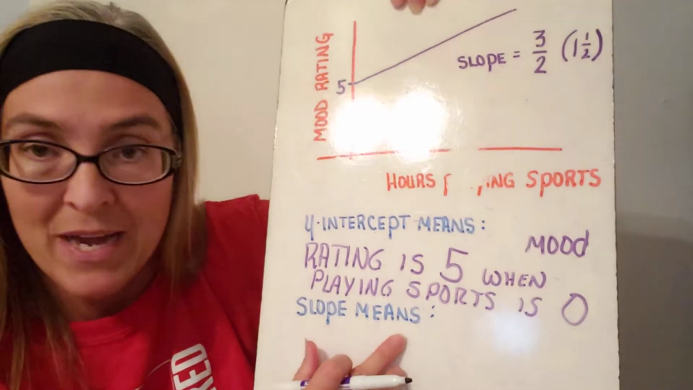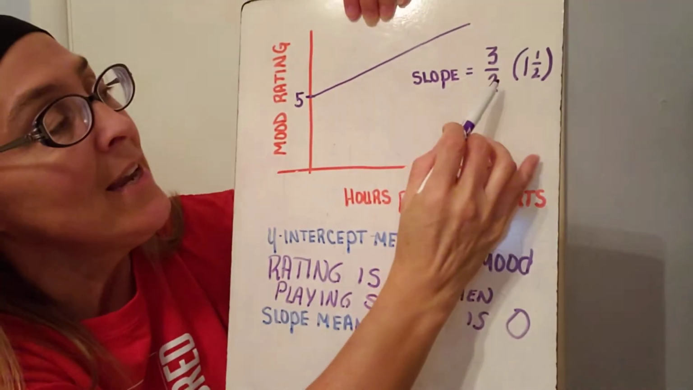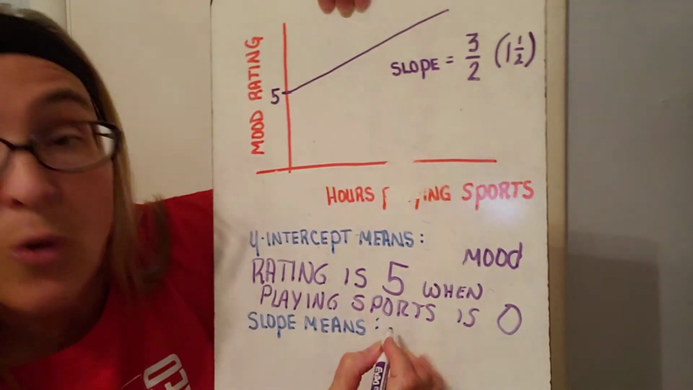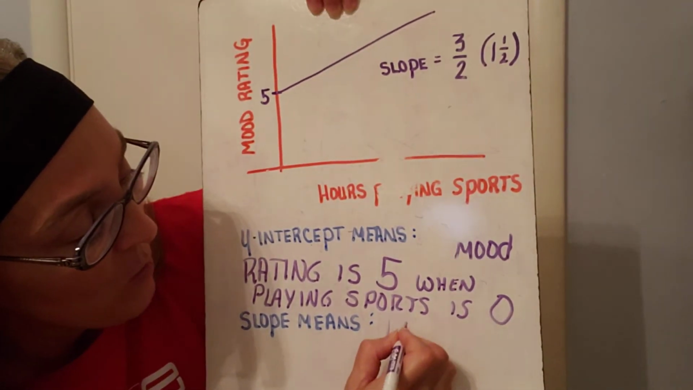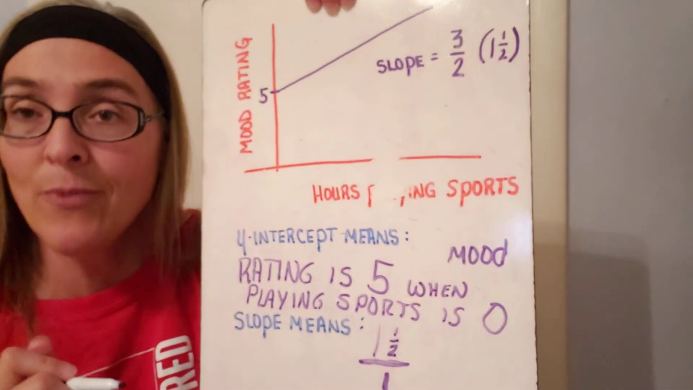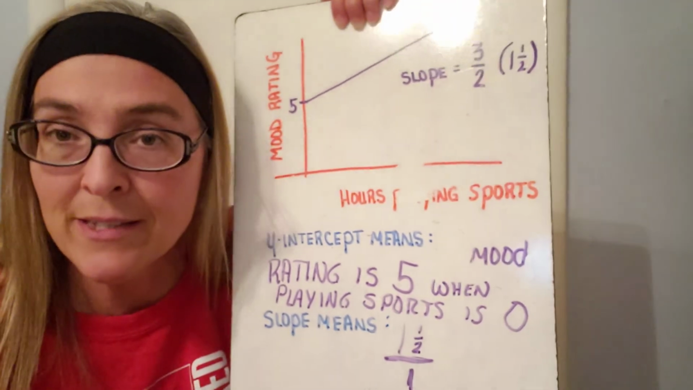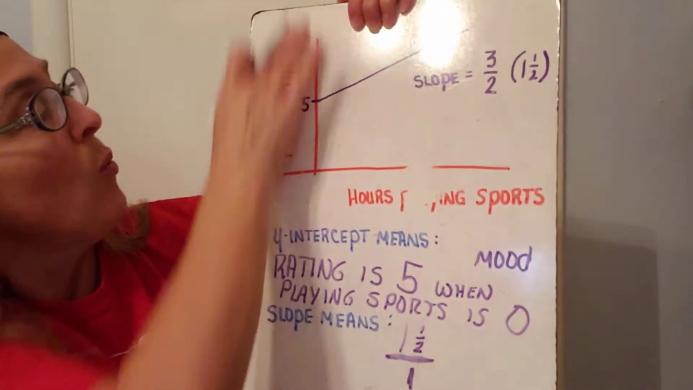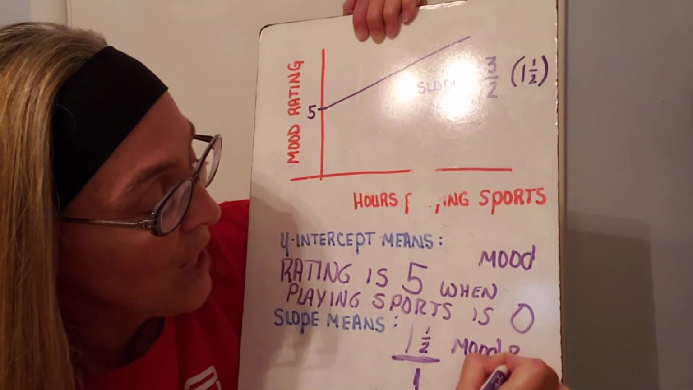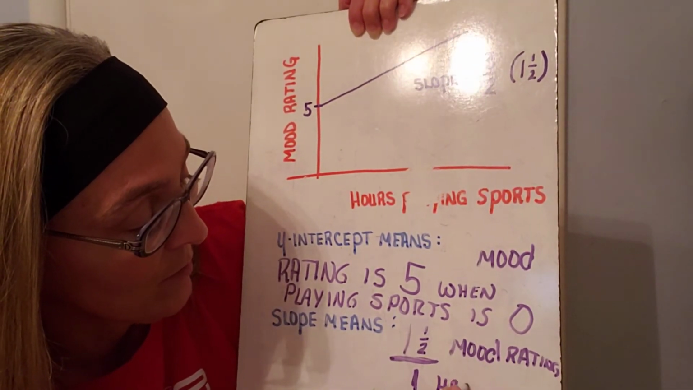So the slope meaning, and again, this slope is 3/2. So I immediately am going to put that as, well, what makes sense to me is that's 1.5. So my slope is going to be 1.5 over 1. And the reason I write it like that is because now I can write my labels in, and it's going to make more sense in this context. So the change in y is my mood rating, and the change in x is the hours playing sports.